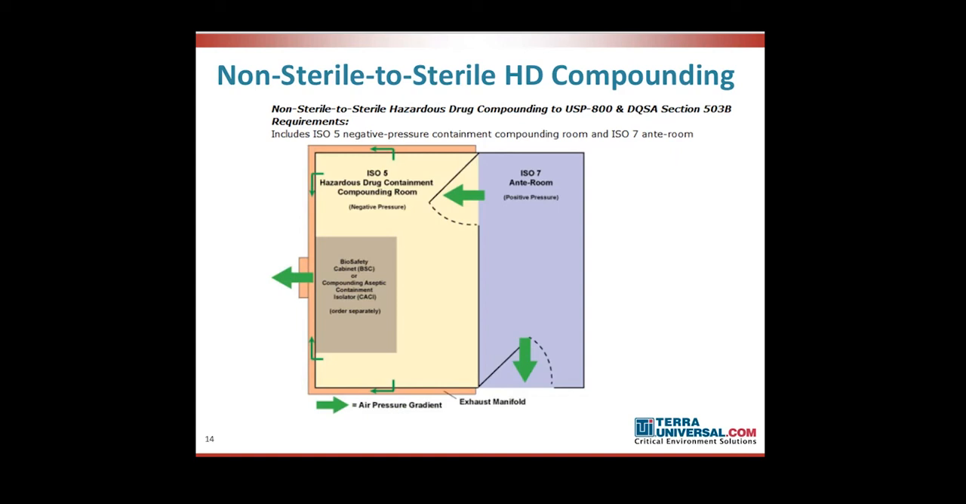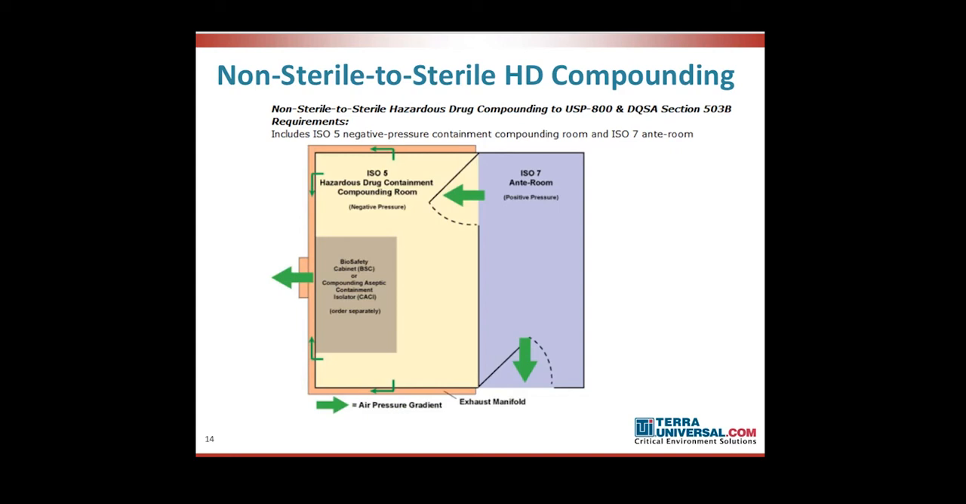This slide represents the same type of room, but here without the positive pressure compounding room. So we have our negative pressure, again, ISO 5 for a 503B facility, our negative pressure room, and then the anteroom leading into it.